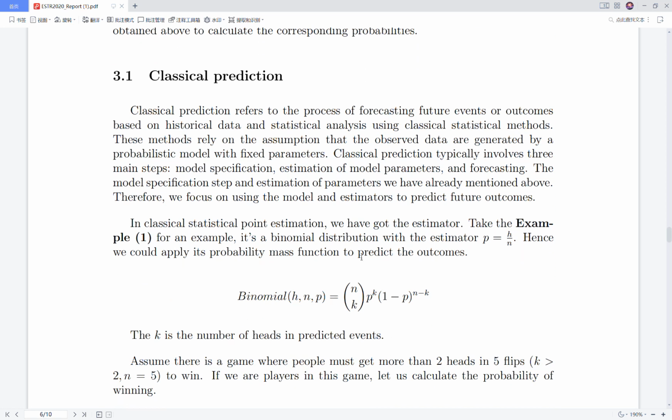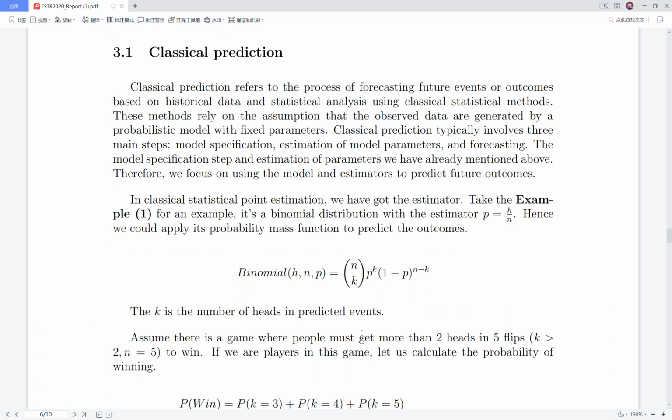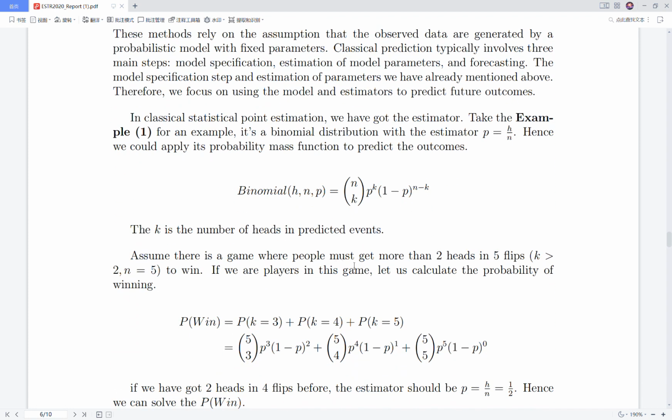Take example 1 for example. It's a binomial distribution with estimator p equal to h over n, and k is the number of heads in predicted events. Assume there's a game where people usually get more than 2 heads in 5 flips to win. So we can have the p function.